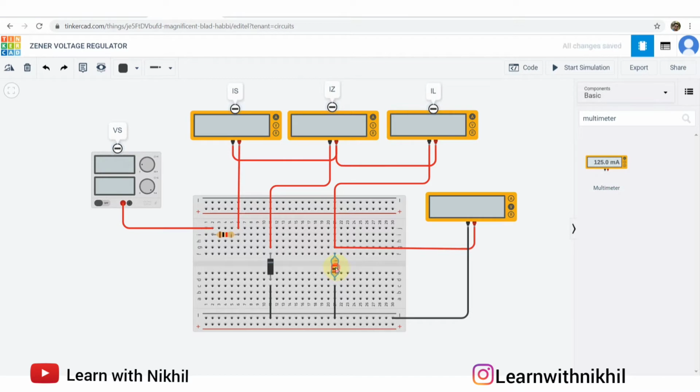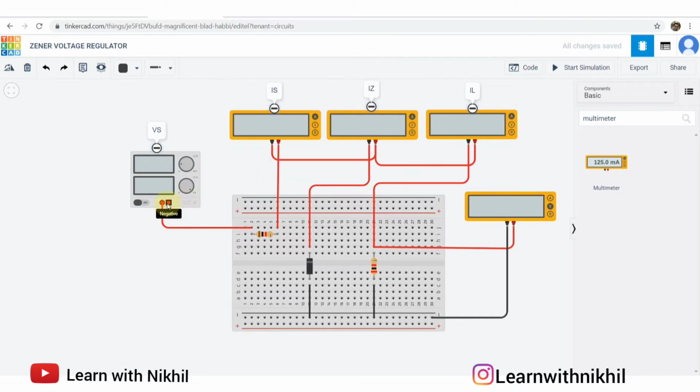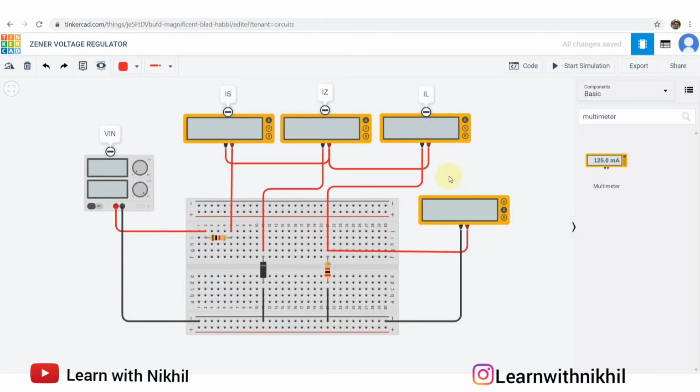This resistor will keep the value as 2 kilo ohms. This value is 1 kilo ohms. This terminal remaining is grounded. Before moving, this is the final. This is VZ, that is the output voltage. You can call VZ or output voltage Vout, anything you can say. As per the circuit diagram, it is VZ.